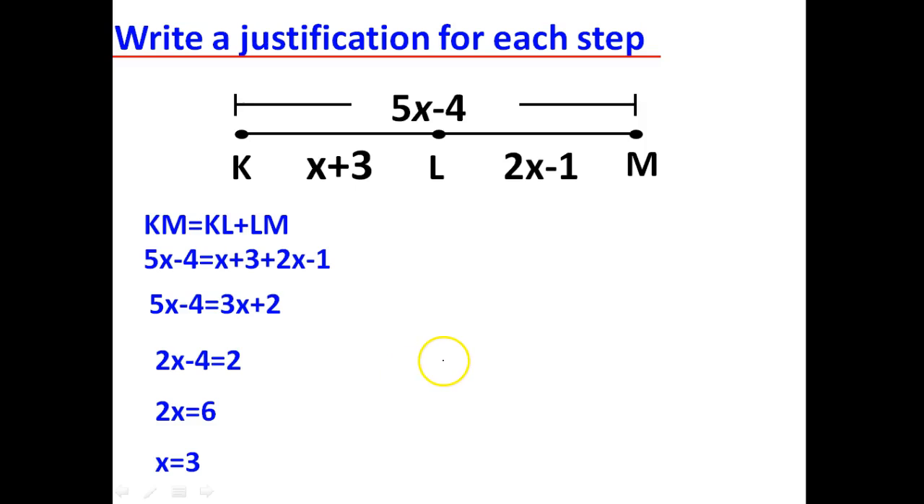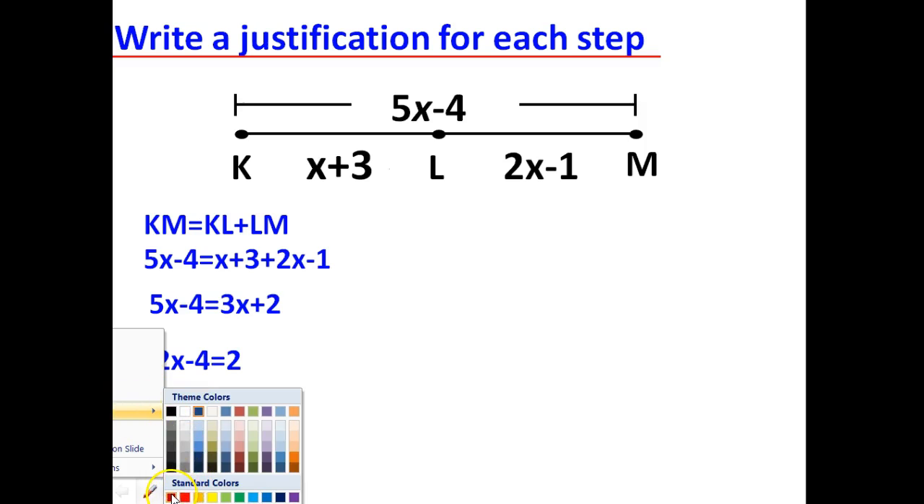All right, so now let's move into figures, our segments. I want you to write a justification for each step. So here, you have the entire segment KM, and it's 5x minus 4. KL is x plus 3, and LM is 2x minus 1. All right, let's use my red pen since everything's in blue.